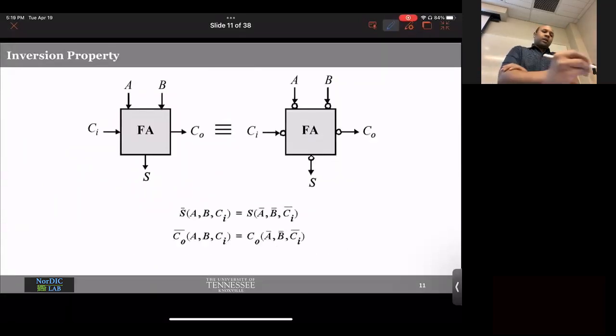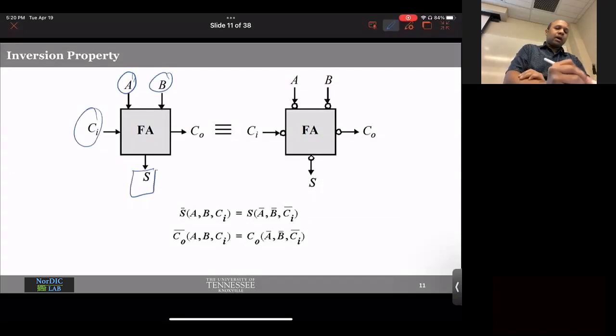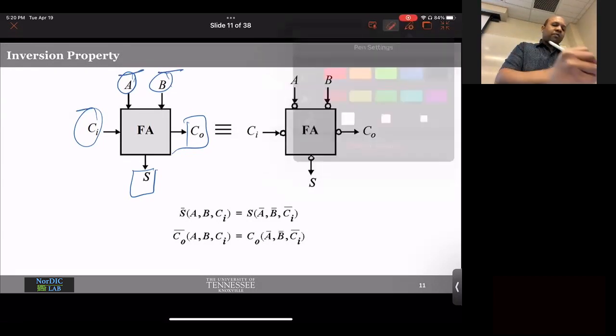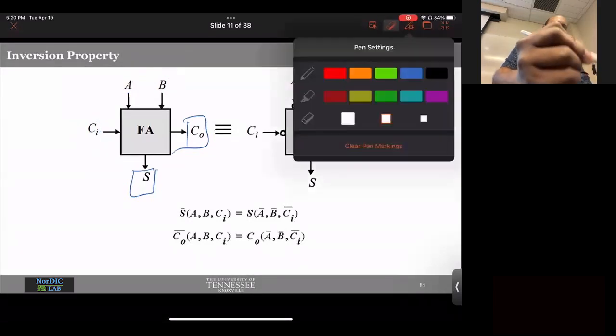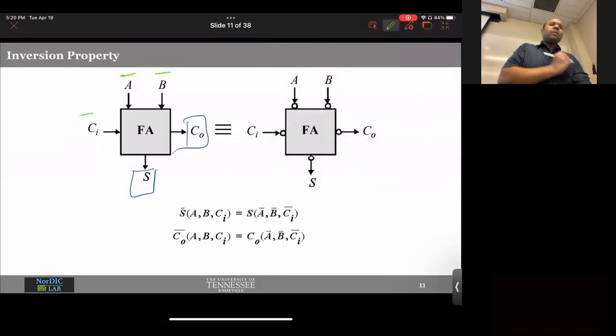Inversion property. What is it? In Boolean logic, you have A, B, and C as input, and some output, carry out. If you just invert the inputs, meaning instead of A, B, and C, you provide A bar, B bar, and C bar, you will get sum bar and carry bar. Make sense? So in simple plain words, if you invert the inputs, the outputs will be inverted.